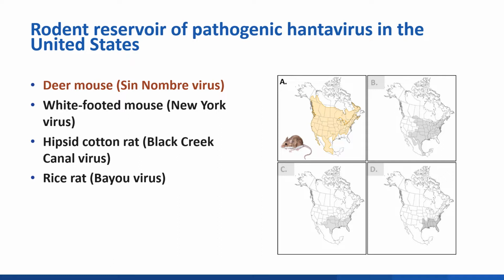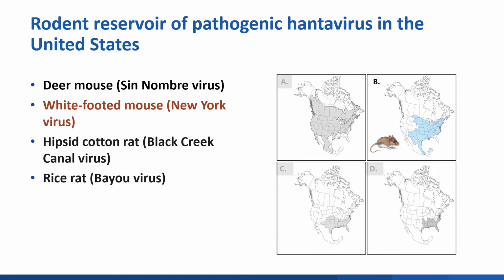For Sin Nombre virus, the rodent reservoir is the deer mouse. Panel A of this graphic shows the geographic distribution of the deer mouse. As you can see, it is quite expansive and extends northward into the Yukon and Northwest Territories of Canada, the entire United States, sparing the southern regions of Texas, Louisiana, Alabama, Mississippi, Georgia, Florida, and North and South Carolinas, and southward through the central portions of Mexico, down to its border with Central America.